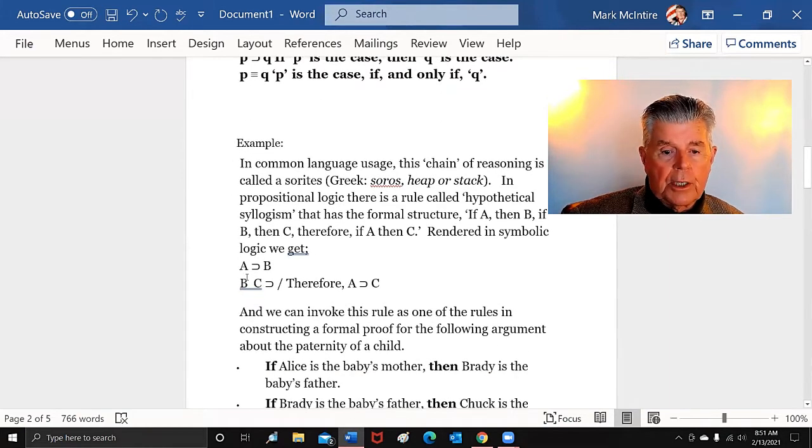You can see that structure right here. And here's where it becomes symbolic. You can see that. And here's how you read that. If A, then B. If B, then C. Therefore, if A, then C. That's how you do it.